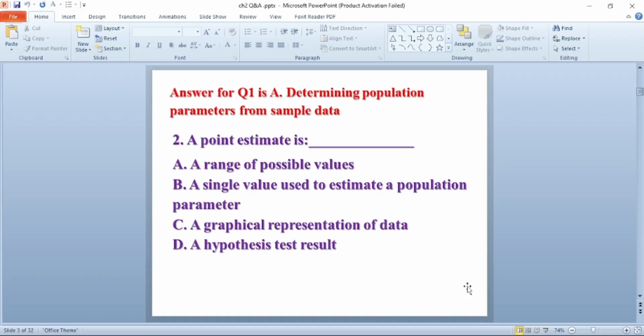Question number 2. A point estimate is dash. A. A range of possible values. B. A single value used to estimate a population parameter. C. A graphical representation of data. D. A hypothesis test result. The answer for this question is B. A single value used to estimate the population parameter.